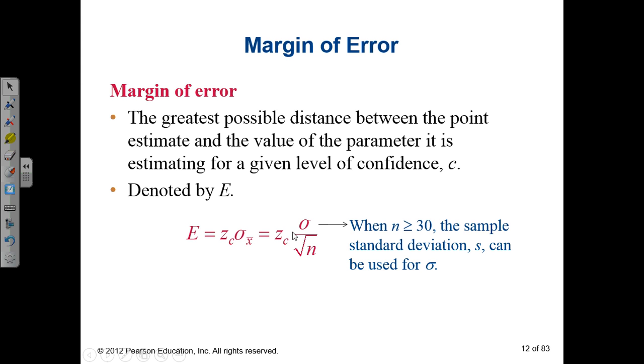But if we don't know the mean, remember we're doing this confidence interval because we do not know the population mean. When we don't know the population mean, we often do not know the population standard deviation. But if the sample size is large enough, and in statistics, large enough is generally at least 30, then the sample standard deviation can be used in place of the population standard deviation. And again, just like the population mean, we can always find the sample standard deviation.